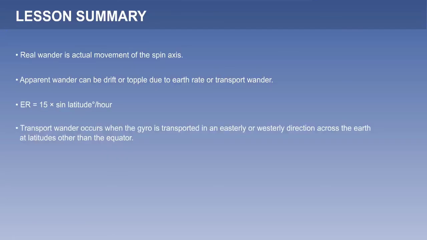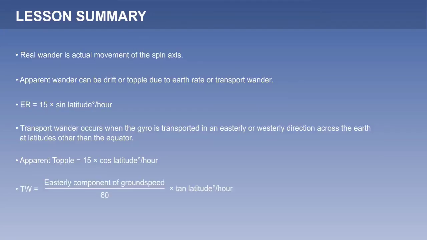Transport wander occurs when the gyro is transported in an easterly or westerly direction across the Earth, at latitudes other than the equator. The formula for apparent topple due to earth rate is apparent topple equals 15 times the cosine of the latitude in degrees per hour. The formula for transport wander is transport wander equals the easterly component of ground speed divided by 60 times the tan of the latitude in degrees per hour.